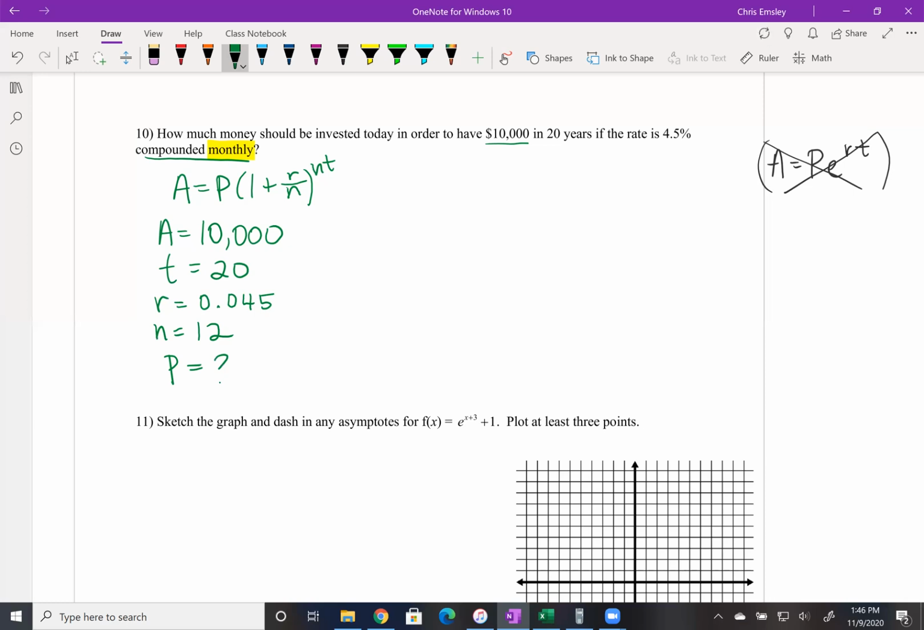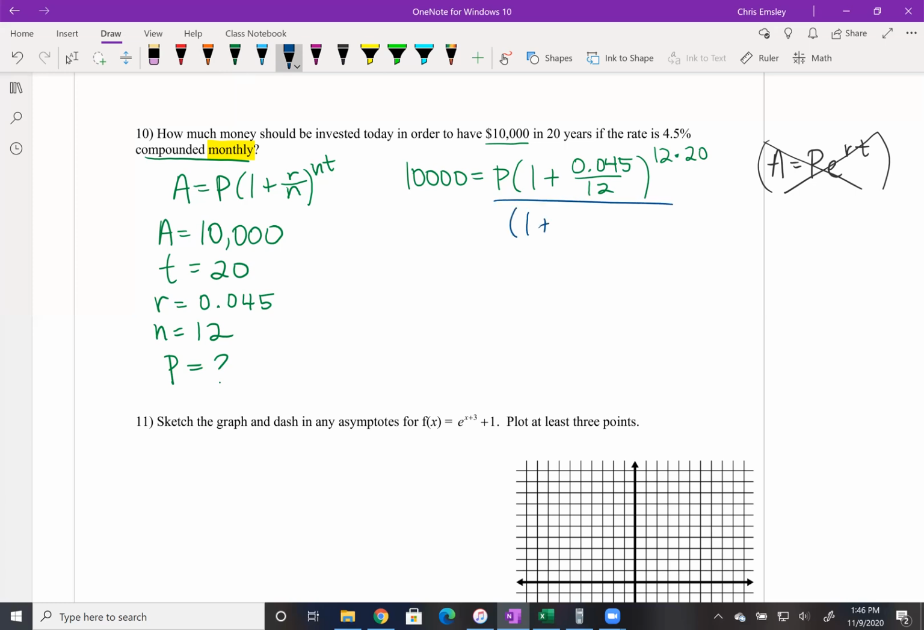So we plug everything into our equation here. The 10,000 goes in for A. P is our variable. R divided by 12, which is N, and then N times T. Okay, there's our equation that we need to solve. Now notice what we have over here. We have P, which we're solving for, times this entire expression. P times that expression means that in order to solve this equation, we can really do it in one step. We just divide.